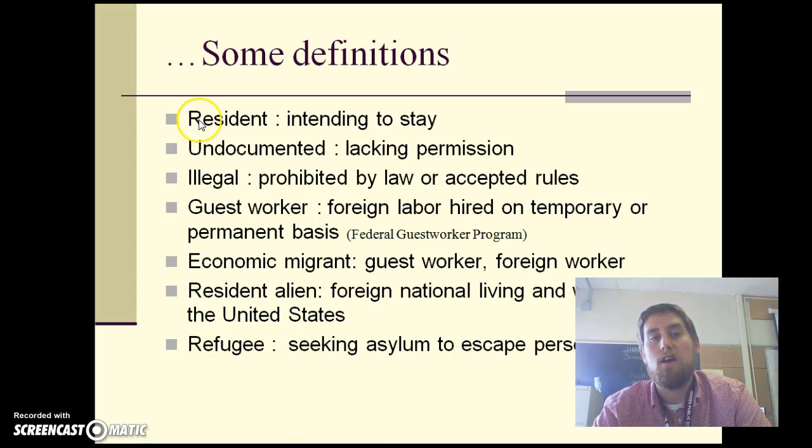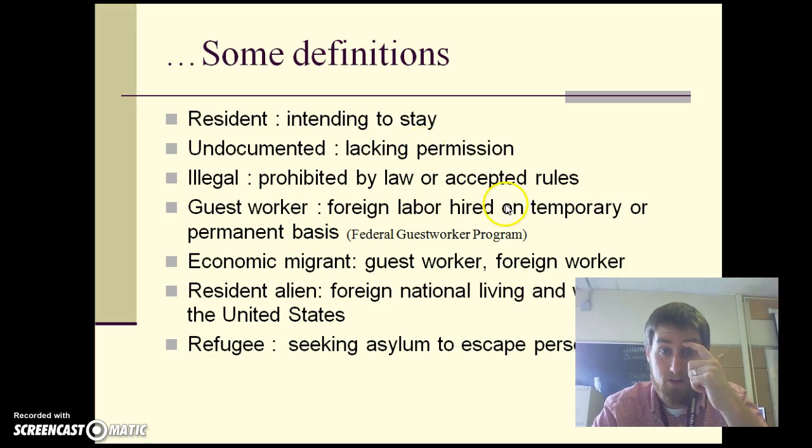Some other key words. A resident is someone who intends to stay here, right, who lives in America and intends to stay. An undocumented immigrant is someone who does not have permission. It means they crossed a border illegally to get into the United States. Someone who is illegal is prohibited by law or accepted rules. In other words, they lack permission to become a citizen.